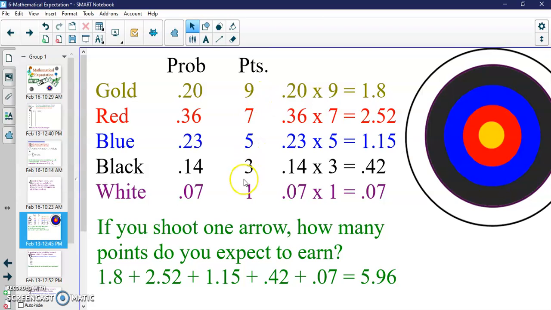Now you might look at this and say, well, there's no 6-point value on there. Again, our expected value is an average over the probability of all possible outcomes. So if we were to shoot 10 times, and we rounded this to 6 points, we would average 60 points combined with 10 shots. So that's how we can kind of make sense of it.